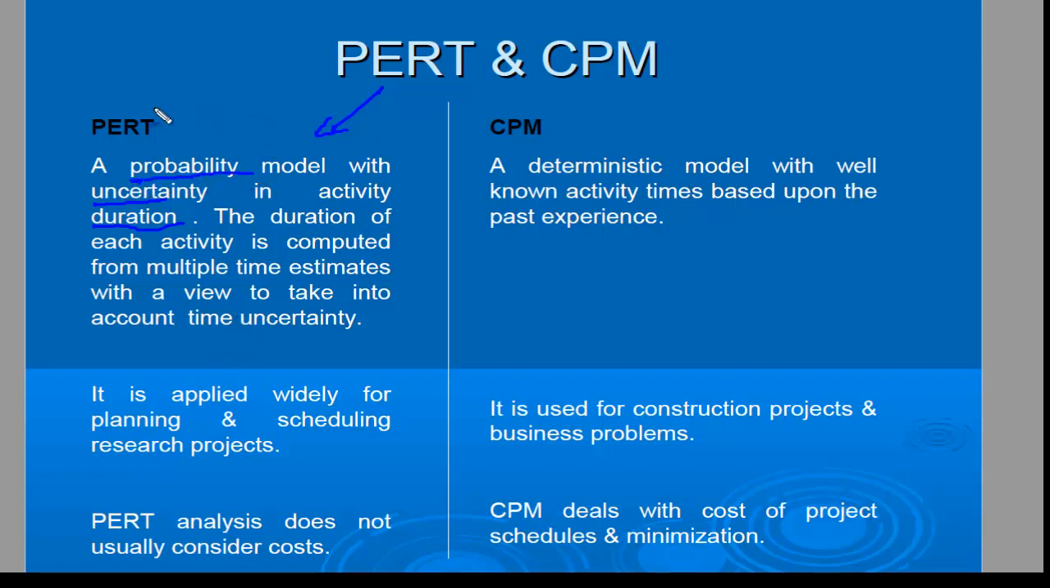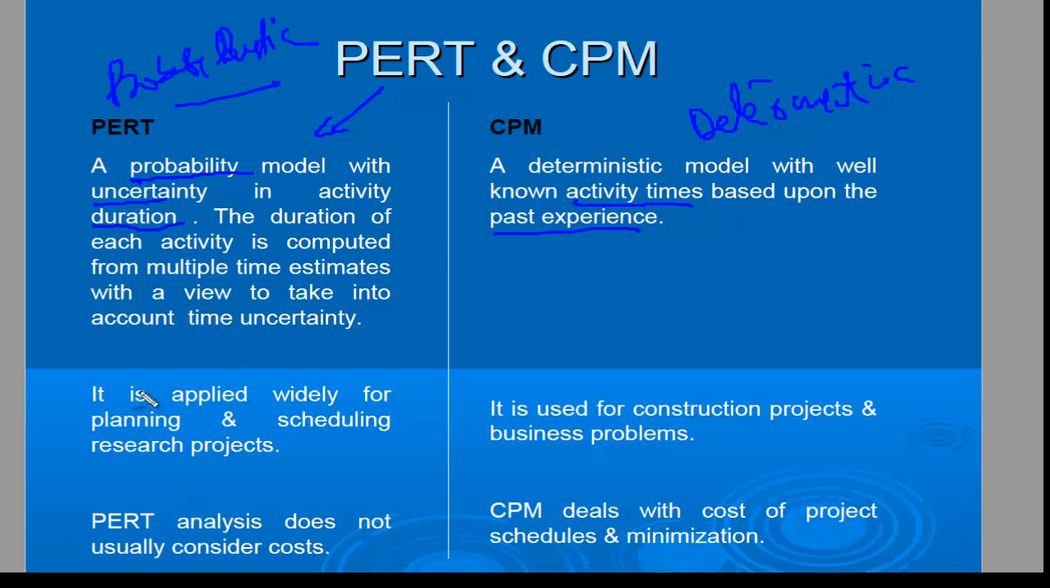So it's a probabilistic model, and this one is deterministic. Why? Because we already know the time estimates. Well-known activity times, because we have past experience, we already know how much time it's going to take. So we can use a CPM if you exactly know the time. But here you don't know the time, so you are guessing, and this is called a probabilistic model, and this is going to be the deterministic model, CPM.